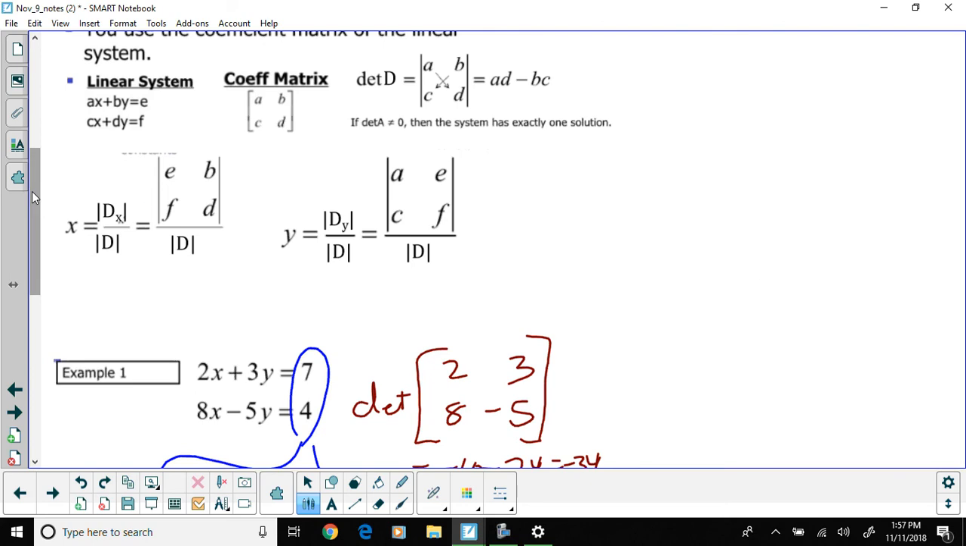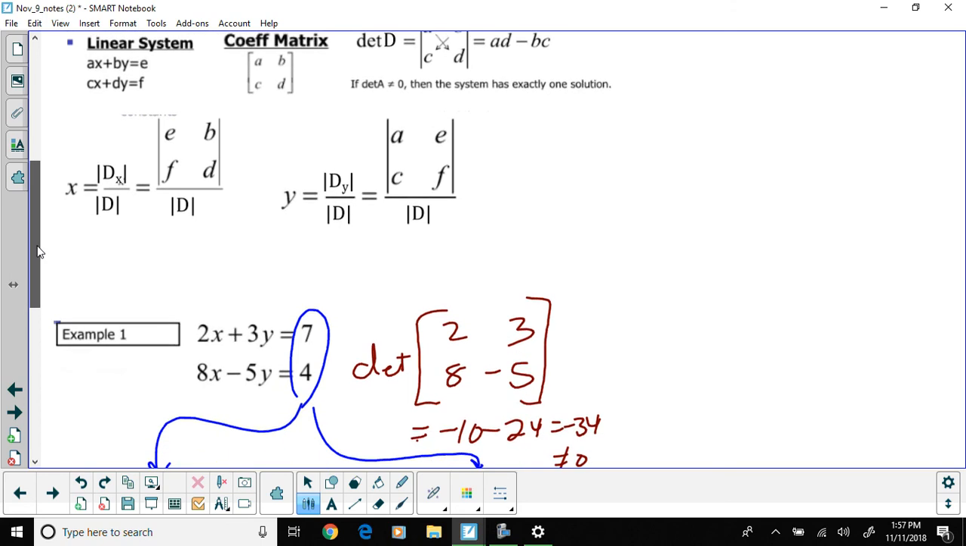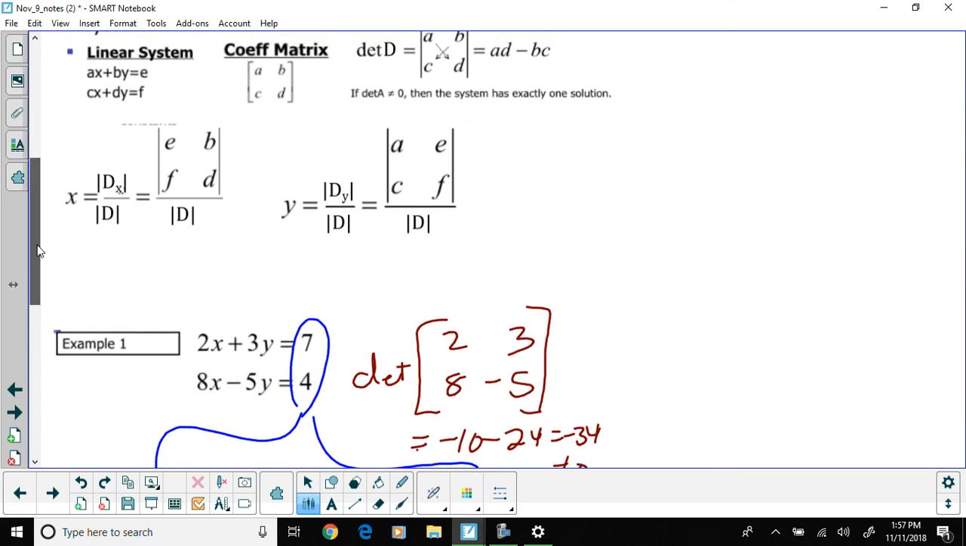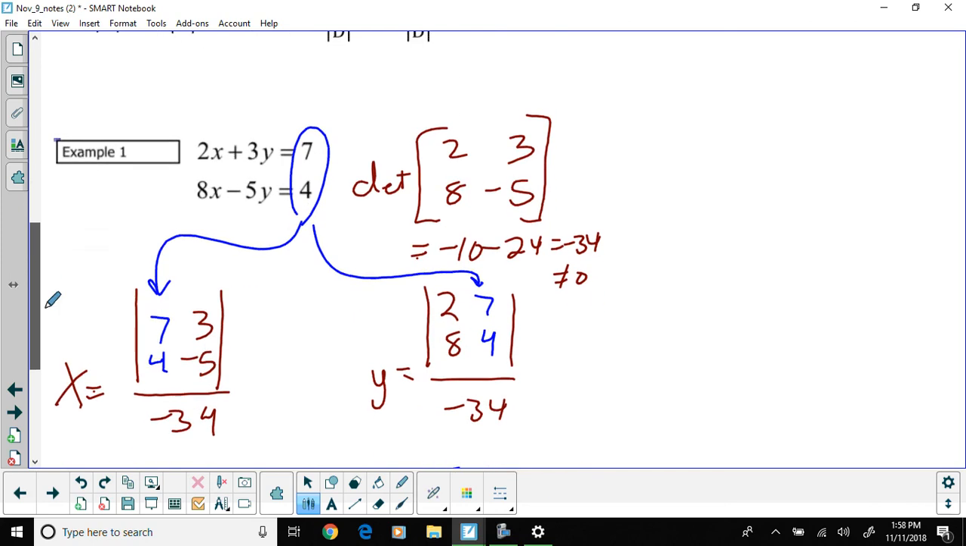So here's an example. I've got 2x plus 3y equals 7, 8x minus 5y equals 4. So my determinant matrix is 2, 3, 8, negative 5. I lined up my x's and y's. If I find the determinant of that matrix, I get negative 34, which is not 0. So if I want to find the x and the y value, I use that original matrix, but I replace the 2 and the 8 of the x values with the 7 and the 4. And I replace the 3 and the negative 5 of the y values with the 7 and the 4.